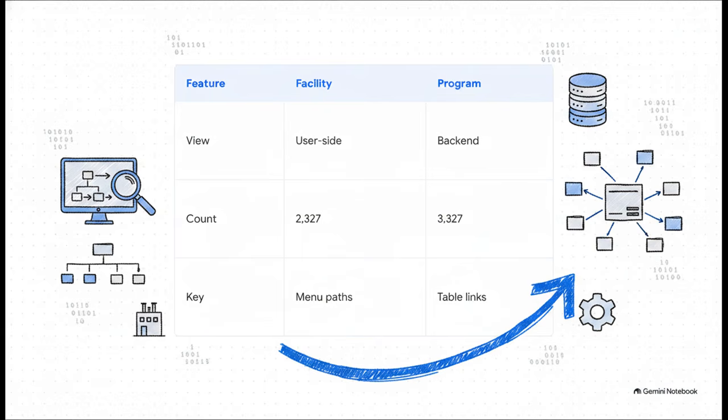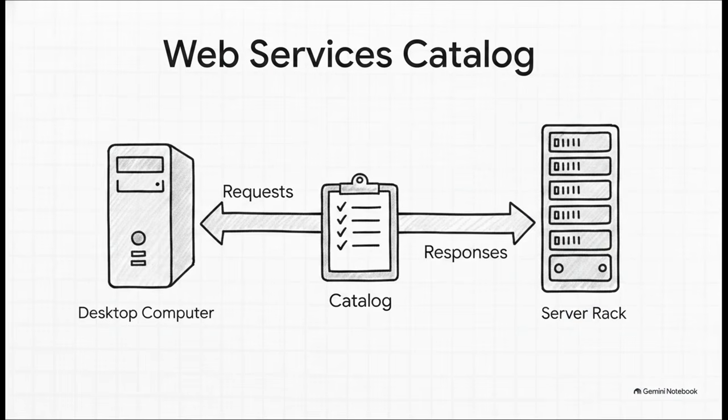Meanwhile, the Program Explorer is your back-end catalog. It maps over 3,300 programs and cross-links them to the exact tables they reference, boasting an incredible 24,363 program-to-table links. Working together, they connect exactly what the user clicks on their screen to what the database is actually doing behind the scenes. And hey, it's not just us humans poking around the system, right? We've got other applications connecting too.